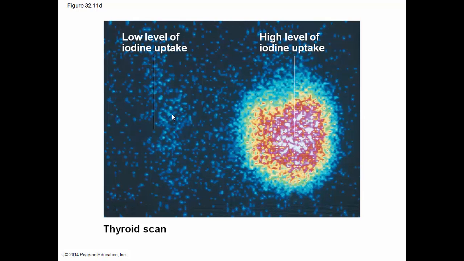Okay, here's a thyroid gland. One lobe has low iodine uptake, the other has high iodine uptake. These are radioisotopes of iodine, and it shows how you can discern the dramatic difference in activity of the two lobes of the thyroid gland in a patient with thyroid disease.